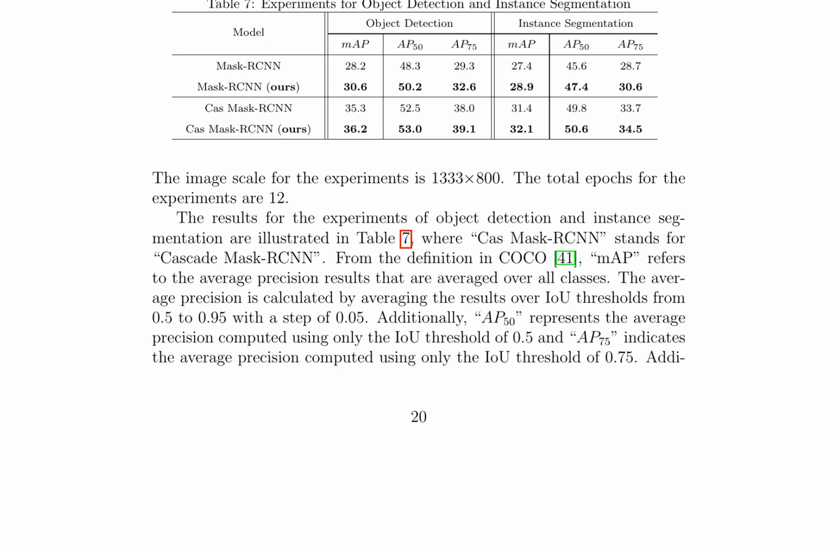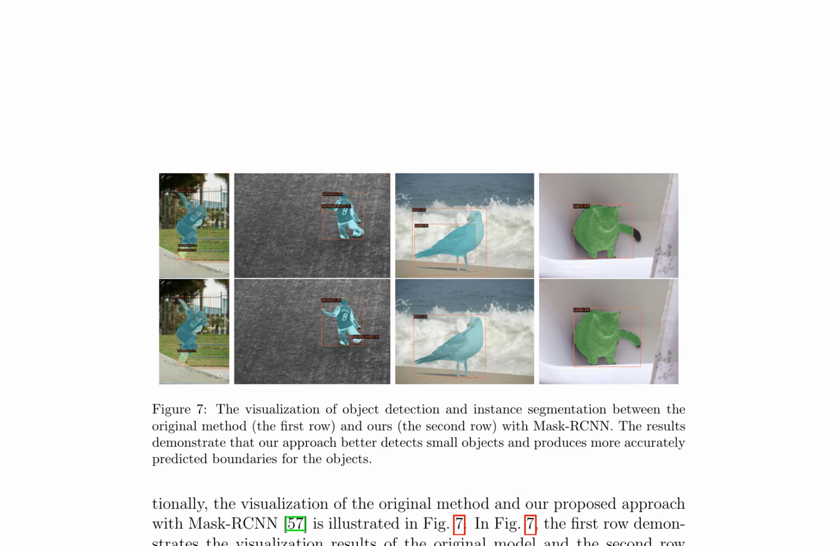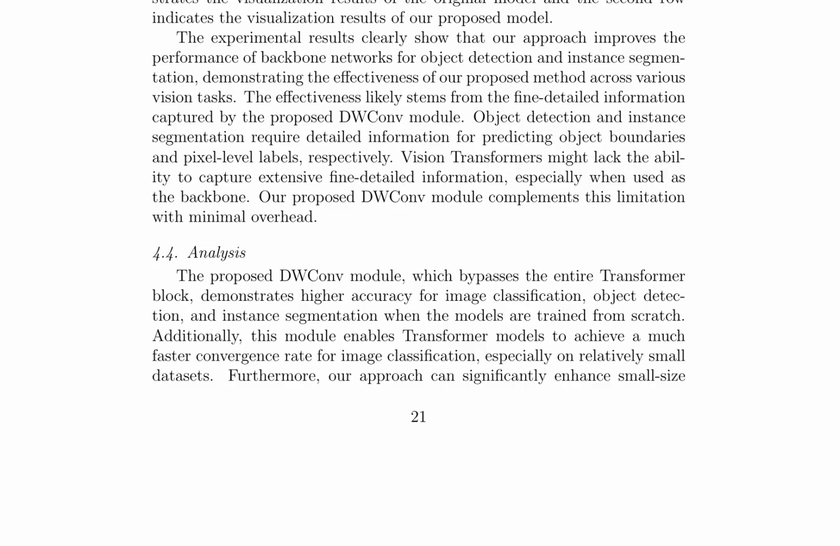and instance segmentation. In this research, a novel approach is proposed to enhance the performance of vision transformer models by integrating Depth-Wise Convolution (DW-Conv) modules. These modules bypass the entire transformer block, enabling the capture of both global and local information with minimal overhead. The experimental results demonstrate that small transformer models equipped with this method outperform larger models with significantly more parameters and FLOPs on small datasets for image classification, object detection, and instance segmentation when trained from scratch.